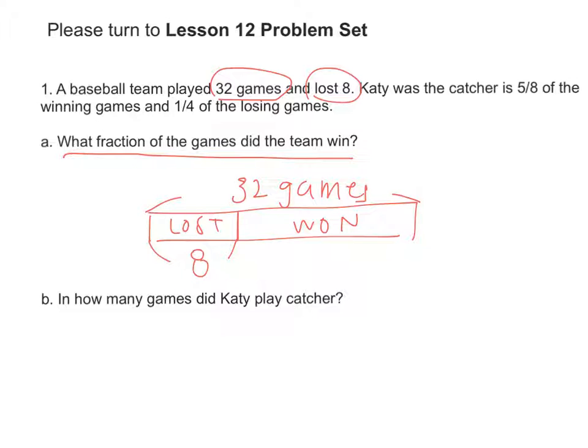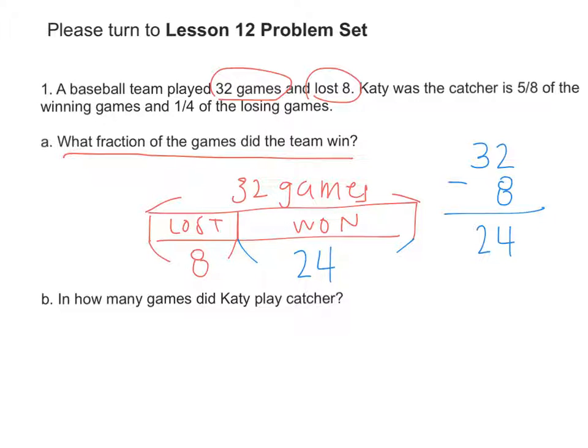How can we figure out how many games they won? Ashwin? Yeah, if I subtract 8 from 32, if I find the difference of 32 and 8, I can find out how many they won. So what's 32 minus 8? 24. So what does that mean? They won how many games? 24. So is that the answer, 24 games?